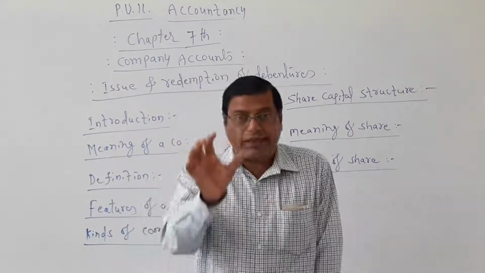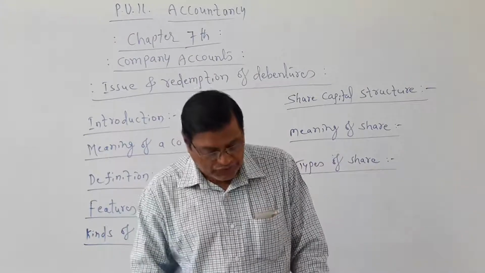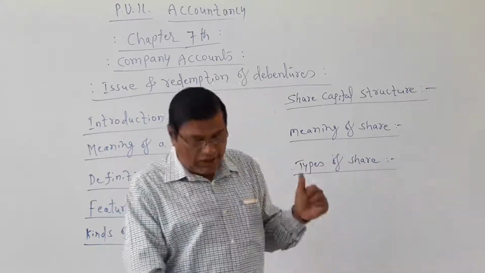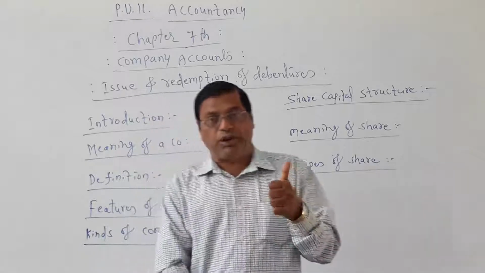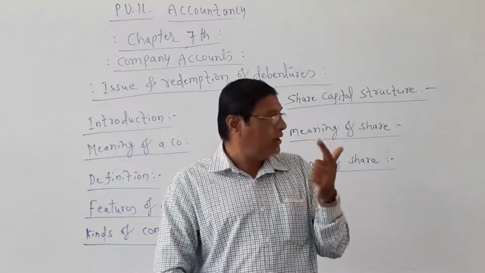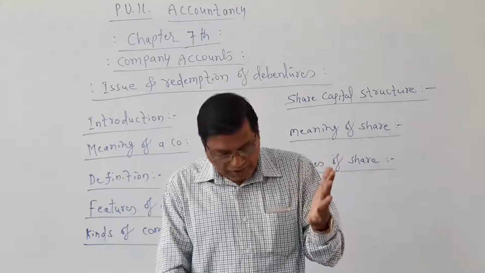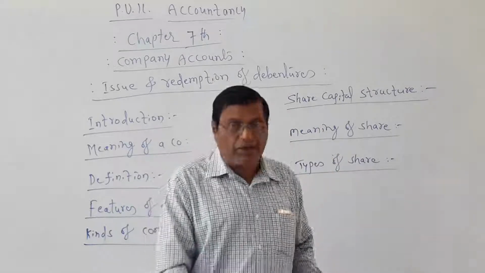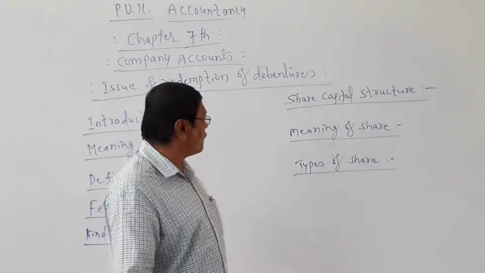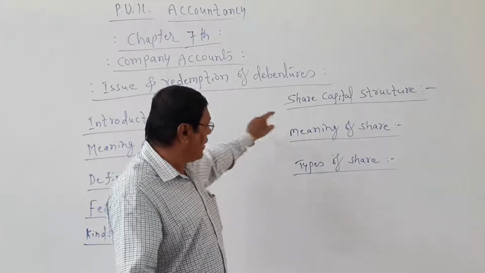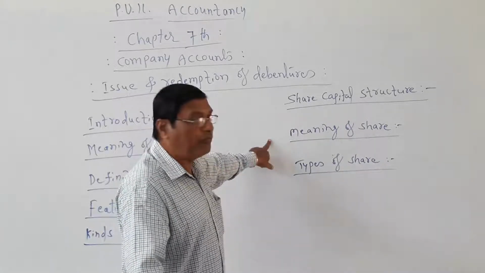The capital structure is like this. Number one, authorized capital. Then issued capital, subscribed capital, called up capital, paid up capital. In this manner, the capital structure is like this. This is share capital. Now coming to the meaning of share.